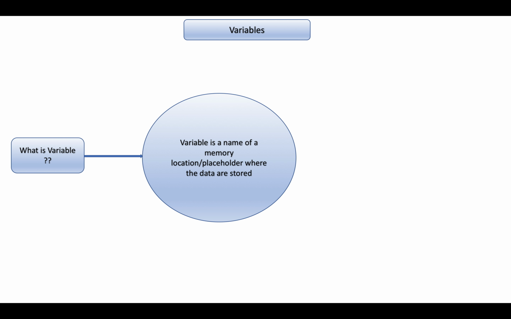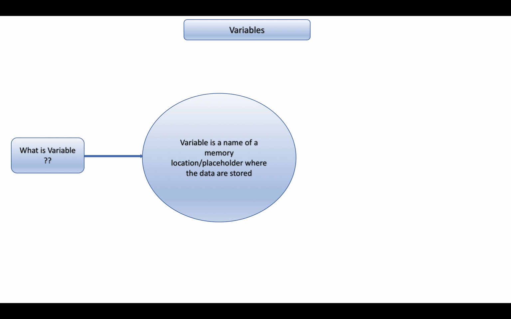Basically, a variable is the name of a location where the data are stored, right? Let's come back to the conceptual part. Let's say you have two numbers, one is 5, one is 2. You have to add those two numbers and get the result as 7. For that purpose you have to store 5 somewhere and 2 somewhere, right? Then you can add them, right?